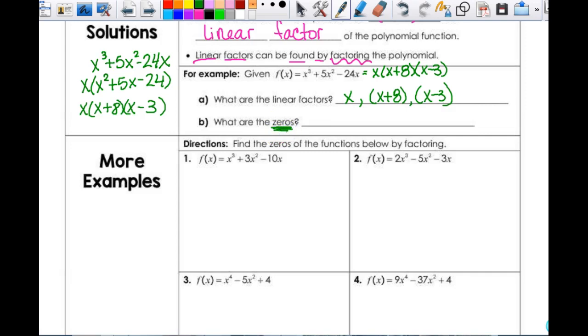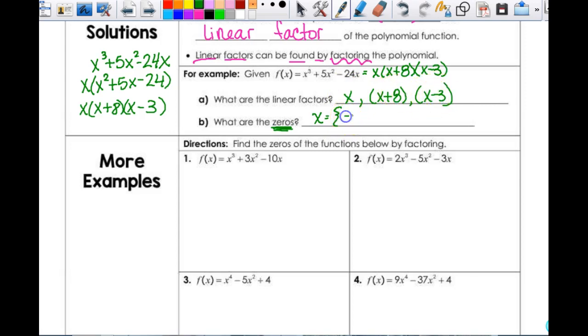It does not say x-intercepts. If it said x-intercepts, then I would write those as ordered pairs. When it says zeros, that's when we have our little set notation, like so. So this one's going to give me a 0. This would be negative 8. This would be positive 3.